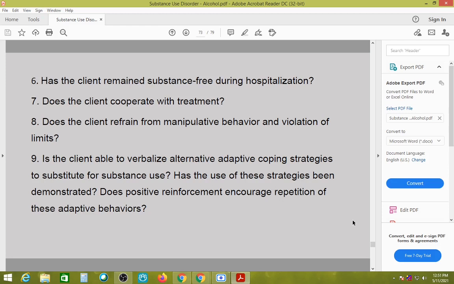Six, has the client remained substance free during hospitalization? Seven, does the client cooperate with treatment? Some are willing to change, some don't cooperate. So we check on this question. Eight, does the client refrain from manipulative behavior and violation of limits? I told you, when the reward is so strong, they can be very manipulative. Nine, is the client able to verbalize alternative adaptive coping strategies to substitute for substance use? Has the use of these strategies been demonstrated? Thus, positive reinforcement encourages repetition of these adaptive behaviors.